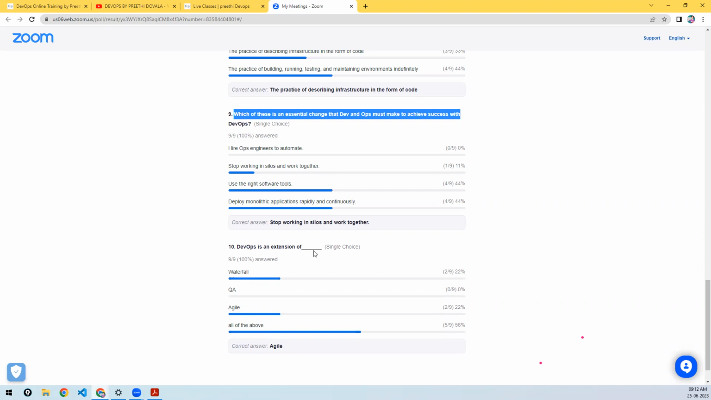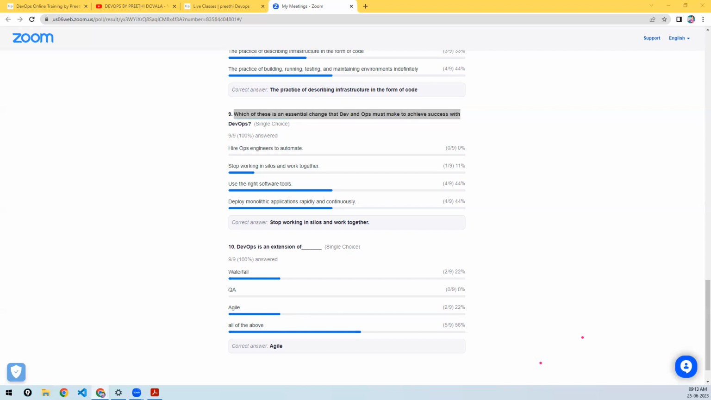DevOps is an extension of what? It is an extension of Agile methodology, right? It's not an extension of waterfall, because waterfall is just development, then testing, then delivery and maintenance. Rather, Agile is the extension of waterfall, and then DevOps is an extension of Agile methodology. It's in no way related to QA.